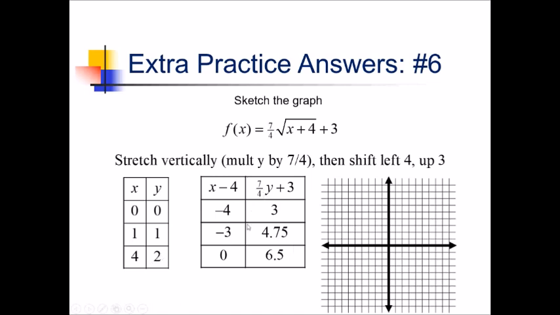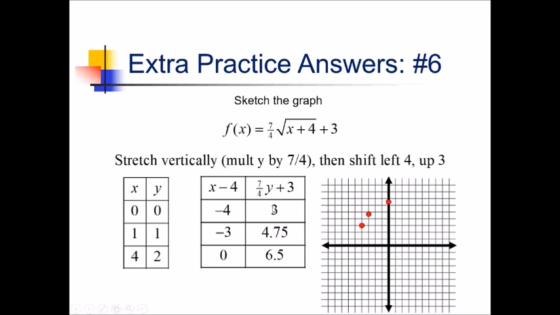Moving forward, now we're going to graph these 3 points on the axes over here. So we have -4, 3, -3, 4.75. So here's 4. This will be about 4.75 right there. And then we have 0, 6.5. So there's 3, 4, 5, 6, and a half puts us right there.